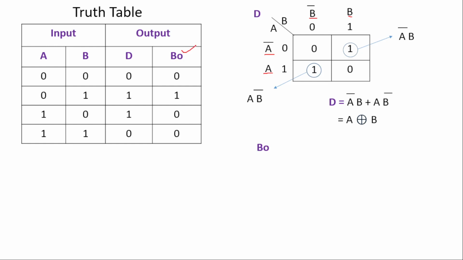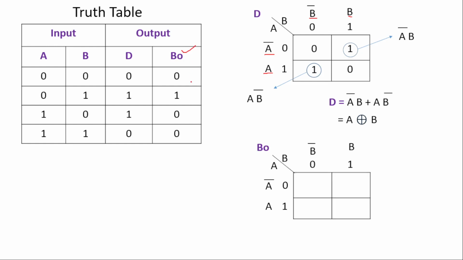The same K-map is drawn here, and we will insert the values one by one. For A equal to 0 and B equal to 0, BO is 0. A is 0, B is 1, BO is 1. So 1 is the output. In the third case, when A is 1 and B is 0, the output is 0. So the output 0 is written here. And in the last case, when A is 1 and B is also 1, the output is 0. So 0 is written here.